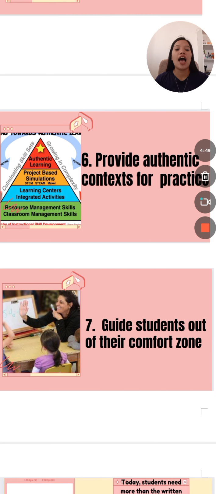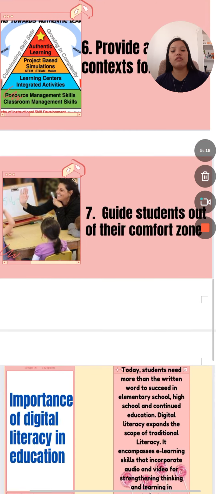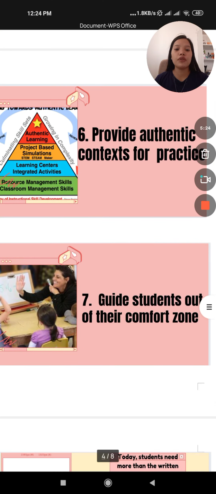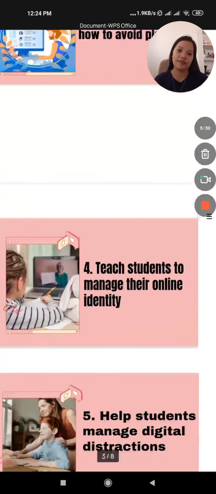So the last is guide students out of their comfort zone. We all have a comfort zone when it comes to technology, but if we want students to become innovative and well-rounded users of technology, it's important to guide them out of their comfort zone whenever possible. So those are the seven ways to teach digital literacy.